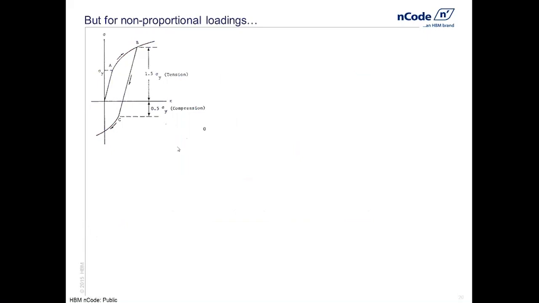If we start from 0 and then we increase the load past the yield stress at point A, the response becomes nonlinear and will proceed up to point B. If we unload at point B, we unload into the elastic region. And if we reload again, we'd find that the yield point had moved from point A up to point B. This is called hardening.